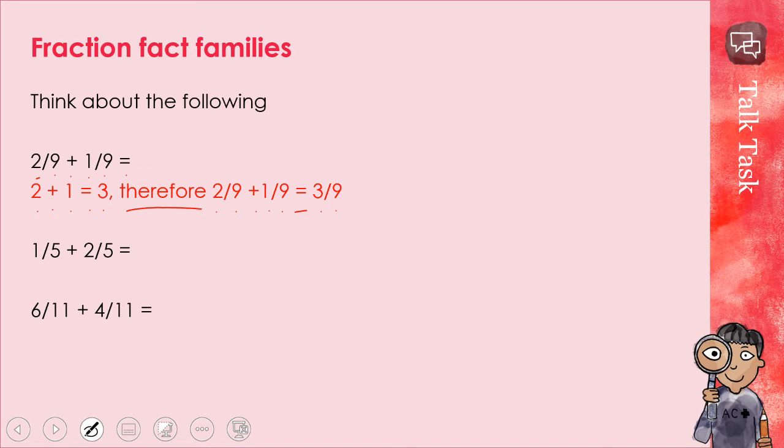Okay, welcome back. So here I have 1/5 plus 2/5 is equal to something. Well, I know that 1 plus 2 is equal to 3. Therefore, 1/5 plus 2/5 is equal to 3/5.